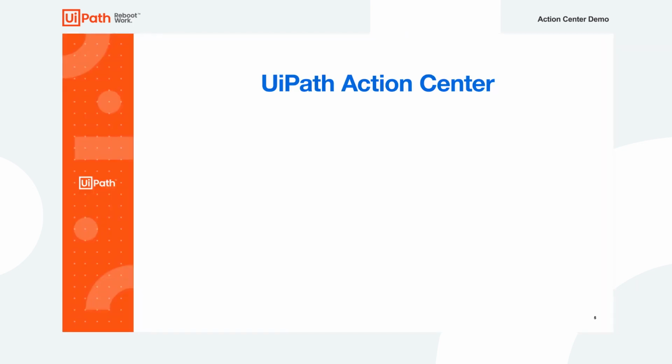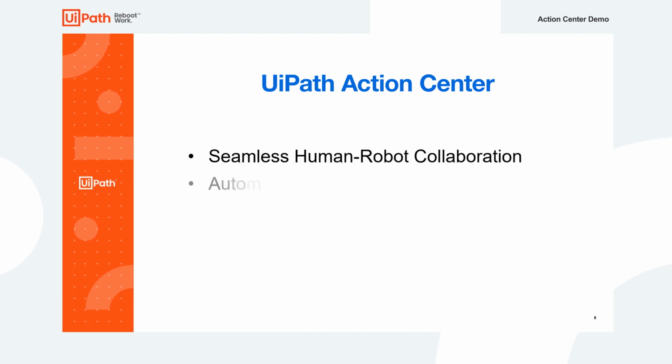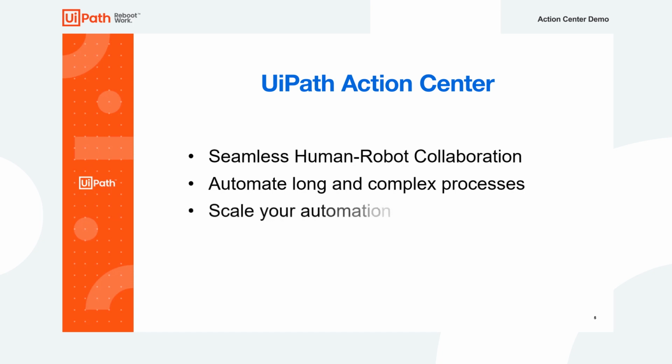In this demo, we saw the power of UiPath Action Center allowing humans and robots to seamlessly collaborate for automation of a complex process. The possible automations supported by bringing human into the loop are endless. Get started on your automation scaling journey today.